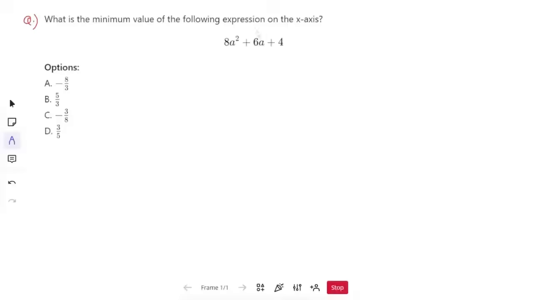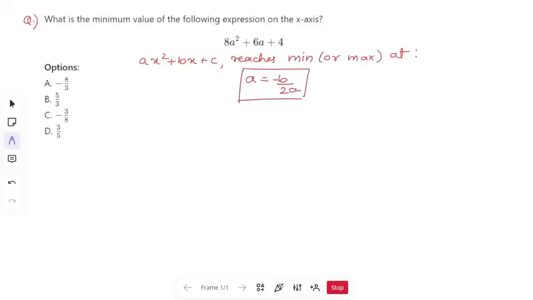What is the minimum value of the following expression on the x-axis? We have the equation as 8a square plus 6a plus 4, and we have the different options given to us. Before solving this question, you should know one thing: a quadratic equation of the form ax square plus bx plus c reaches its minimum or maximum at a equals minus b by 2a. This is one general rule that you should know before solving this question.